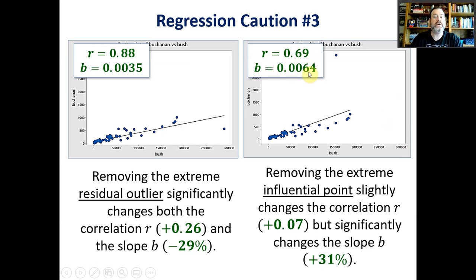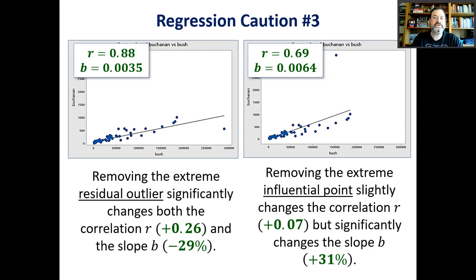They change the slope. But notice removing the influential point, the slope increased by 31%. So it really took the slope up. So there's like 40 data points in these graphs. Just removing one of them, you can see it changes R and B a lot here and changes B a lot here.